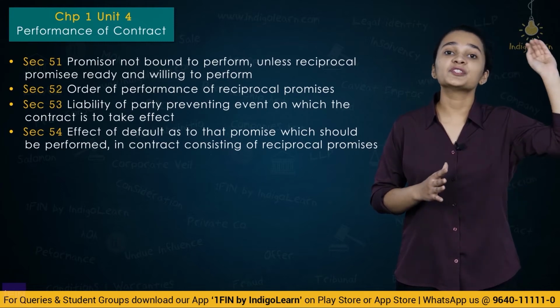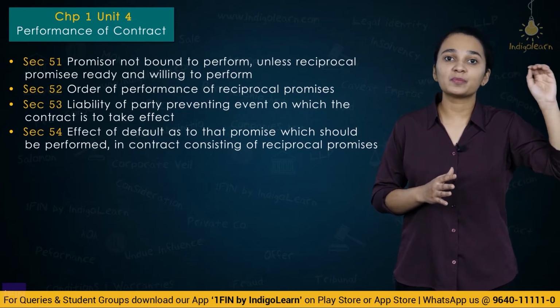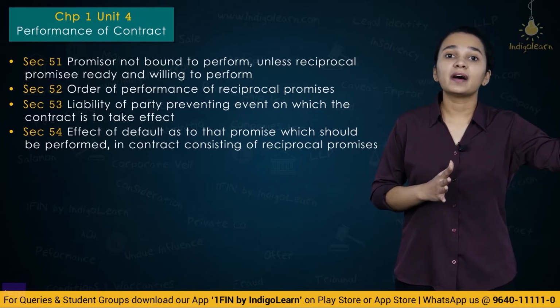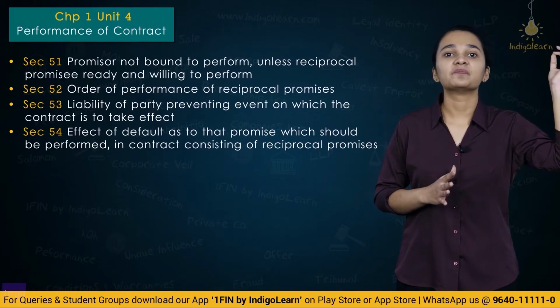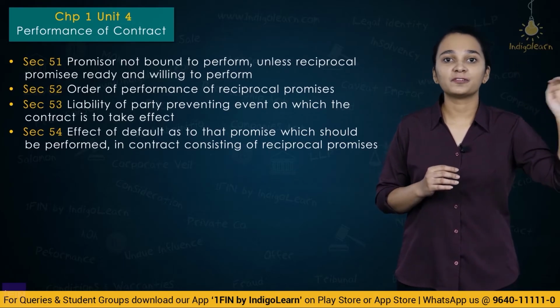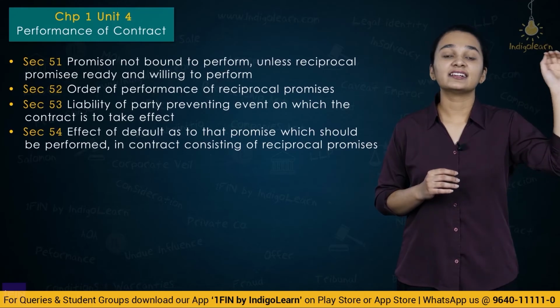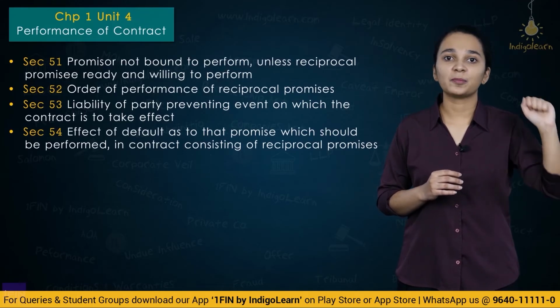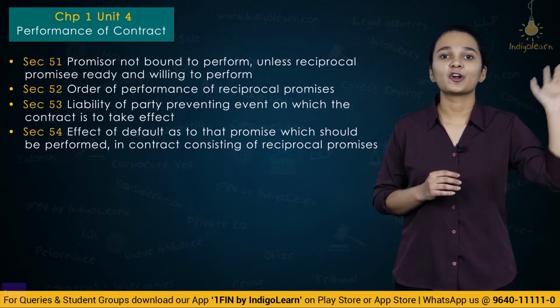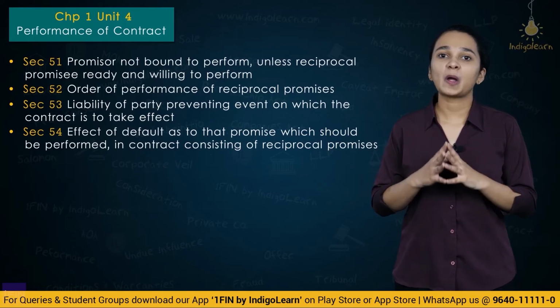Where the performance of a reciprocal promise is dependent on an act which is to be done by a party, and that party does not perform the act, then the other person is not liable for performance unless and until the dependent promise is performed, and this person is also entitled to receive compensation from the other party.